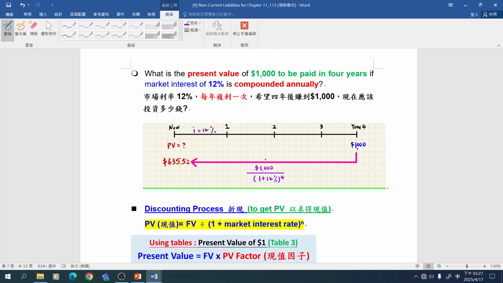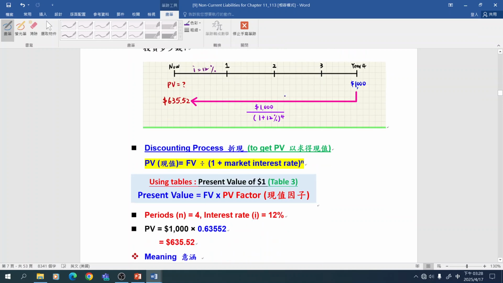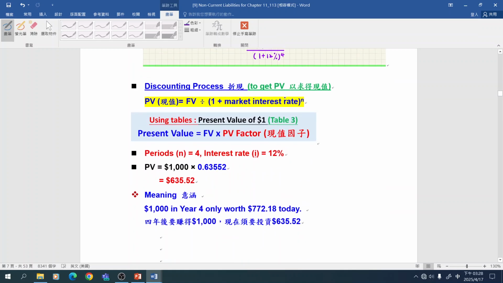Okay, are you done? So for page 10, you should understand, for the $1,000 compounding annually, annually means interest incurs once for 1 year, right? How many years? 4 years, right? So what's N? 4. What's I? Market interest rate 12% for 1 year. So N is 4, I is 12%.